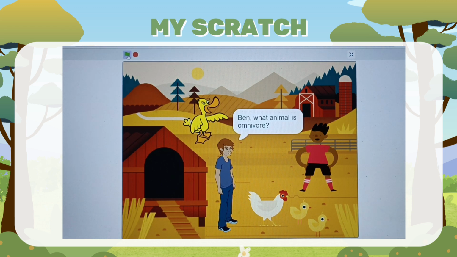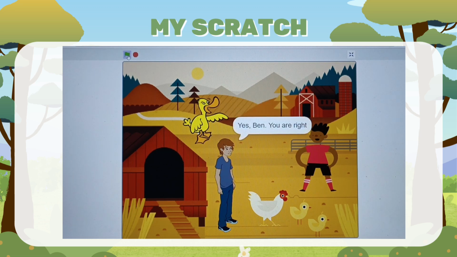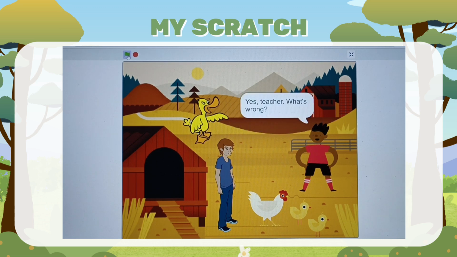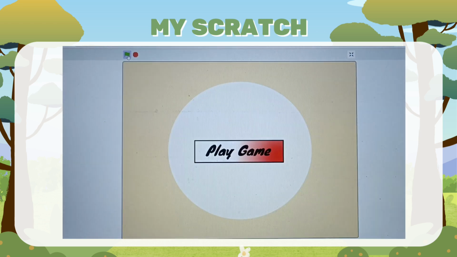Ben, which animals are omnivores? Teacher, what is an omnivore? An omnivore is an animal that eats both vegetables and meat. Oh, so are these chickens omnivores? Yes, Ben, you are right. Chickens are omnivores. Do you see the duck over there? Yes, teacher. What's wrong? The duck is also an omnivore. What teeth do omnivores have? I don't know, teacher. Omnivores have incisors, molars, and canines.